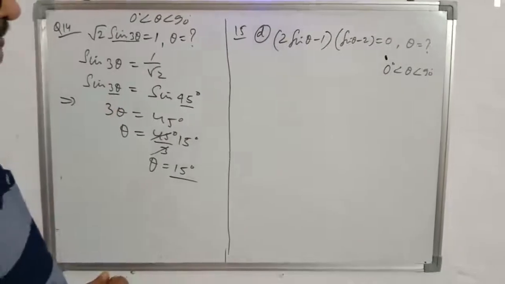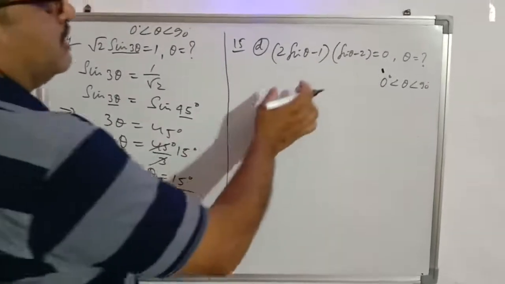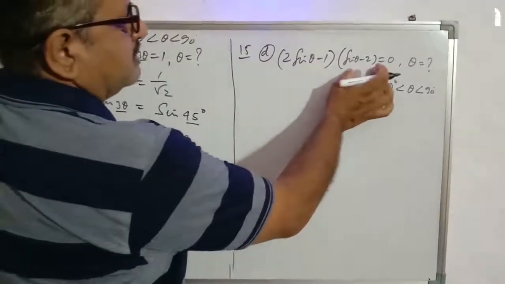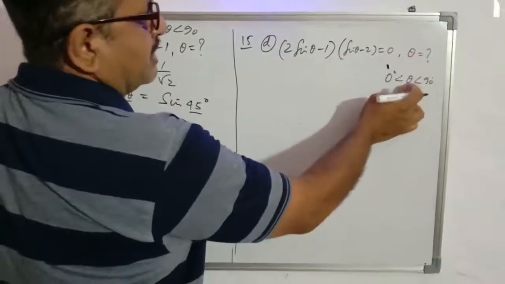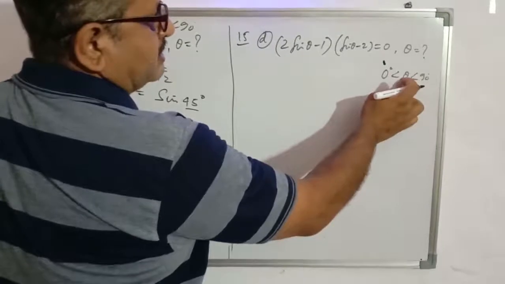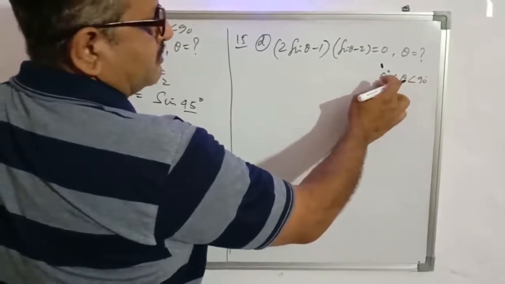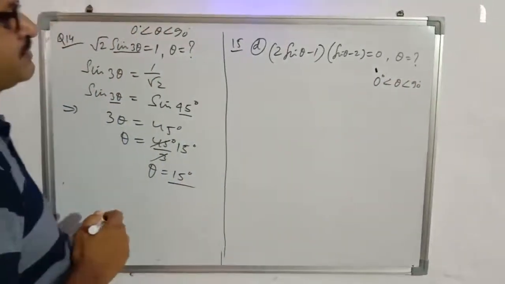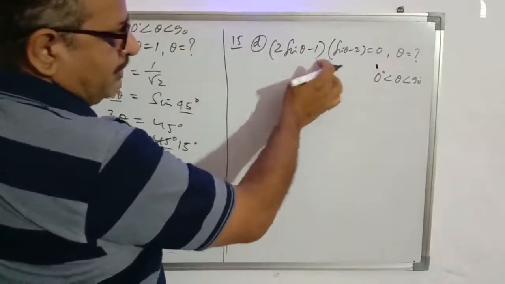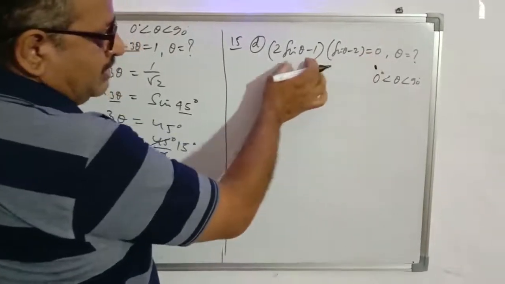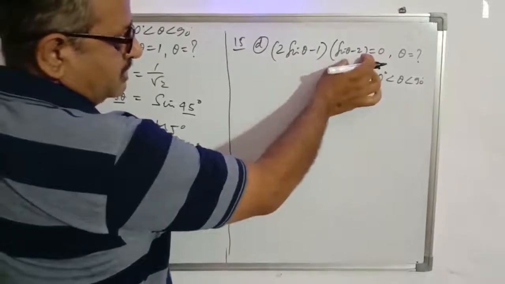See question number 15, D part. 2 sine theta minus 1 into sine theta minus 2. Product of these two brackets is 0. We have to find theta, and value of theta is between 0 to 90. So here product of two brackets is 0. We will apply here zero product rule. Either this bracket is 0 or this bracket is 0.